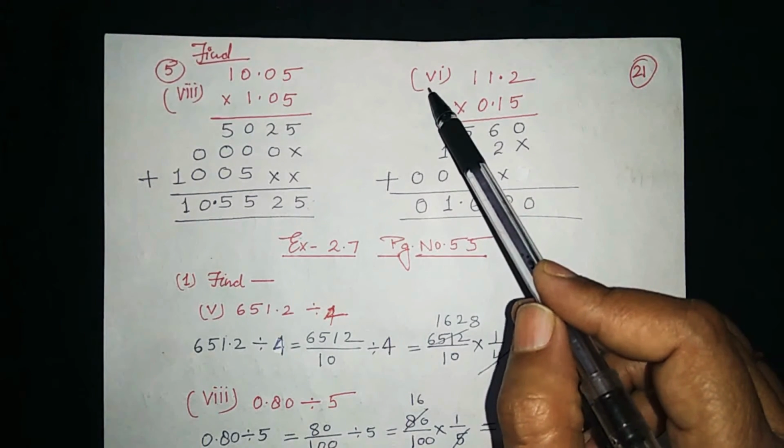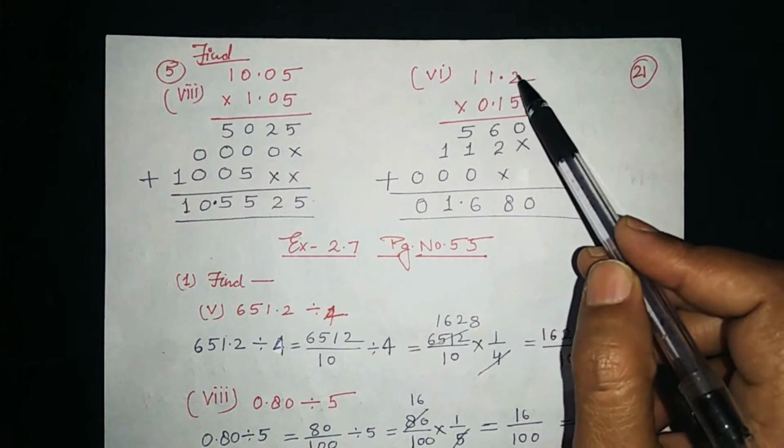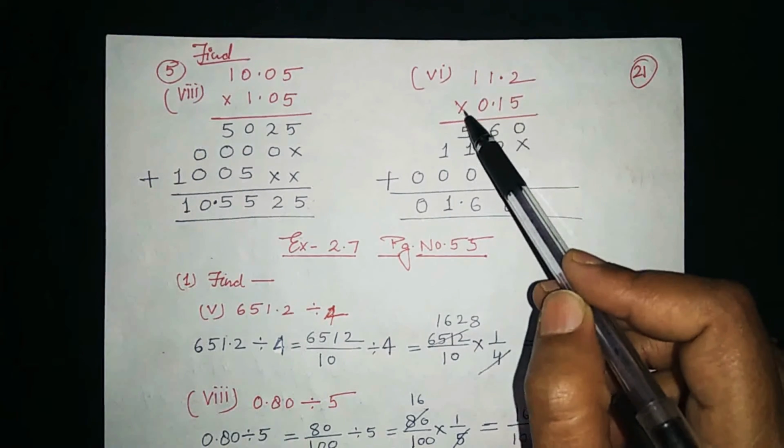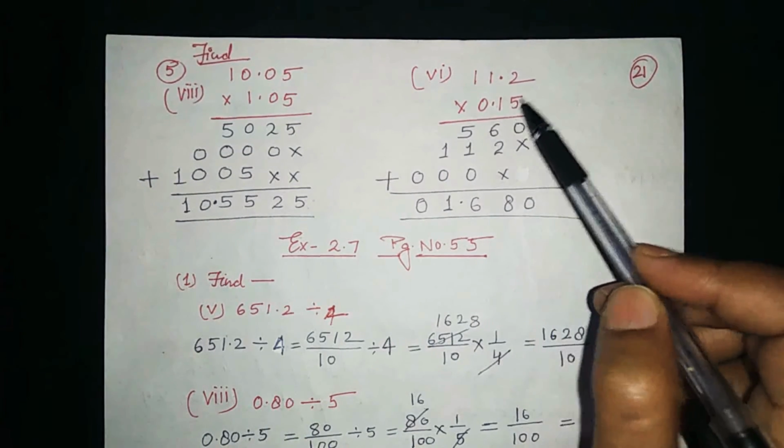Now see the sixth part of the question. Sixth part is 11.2 into 0.15.